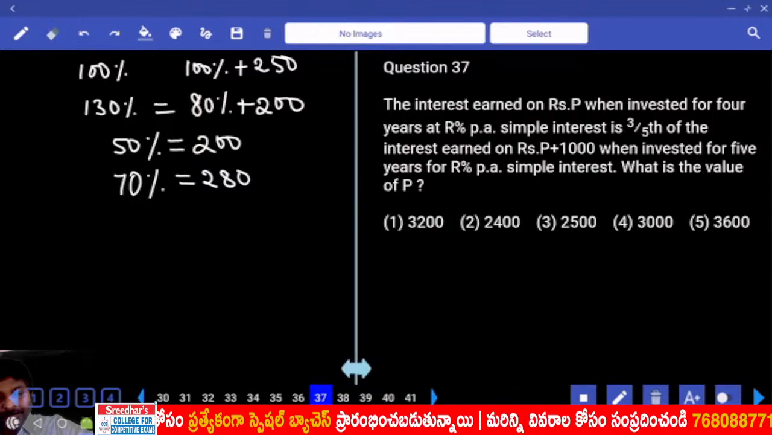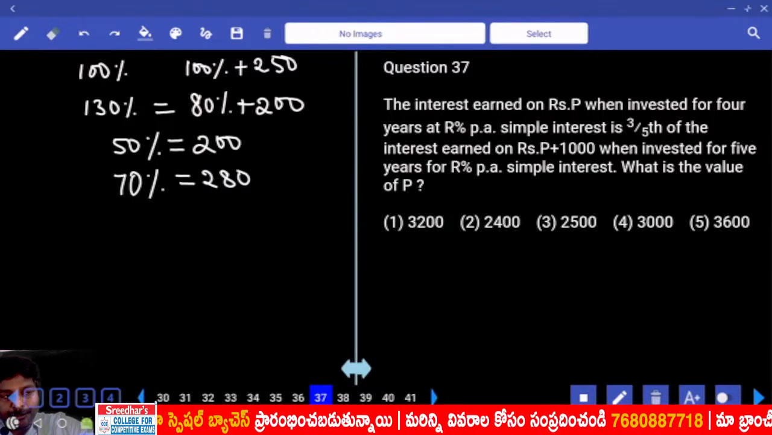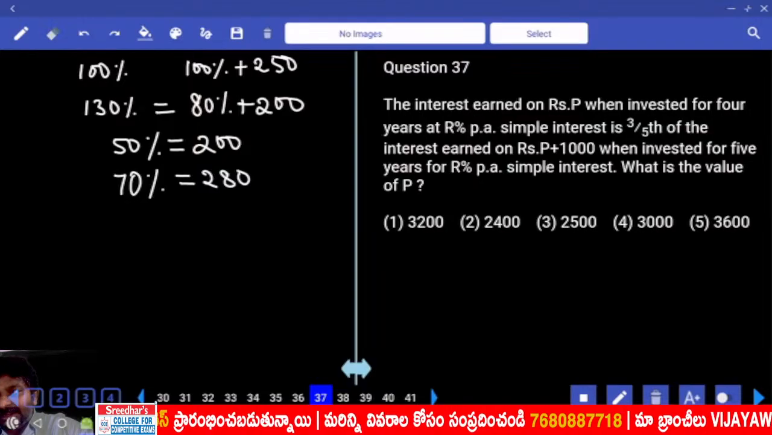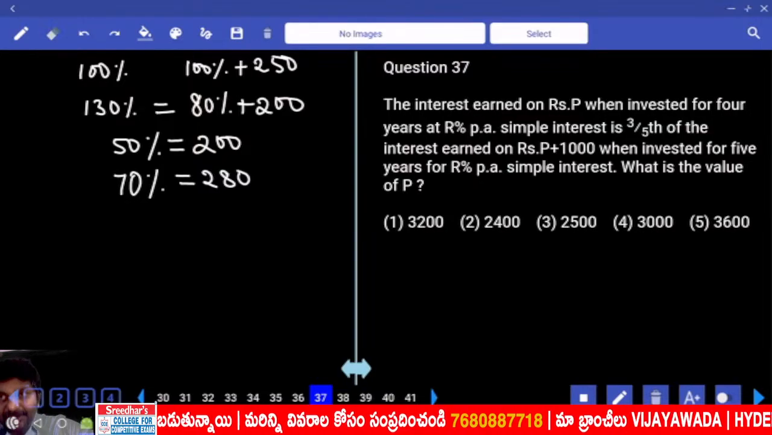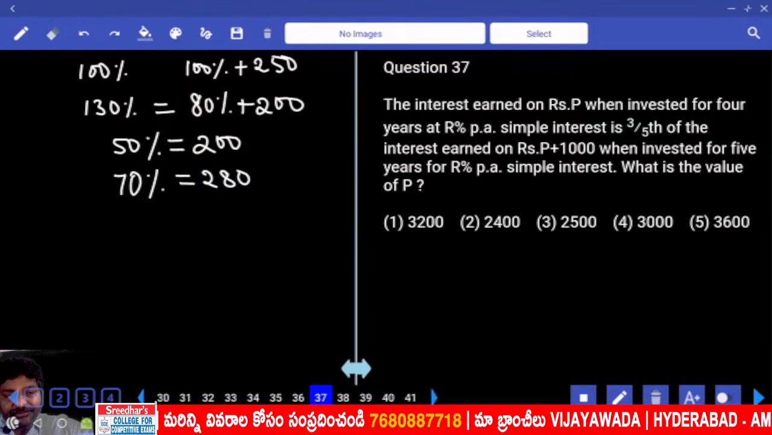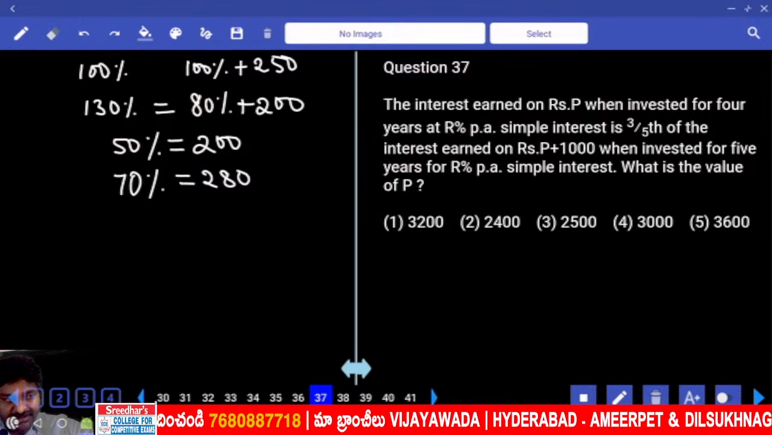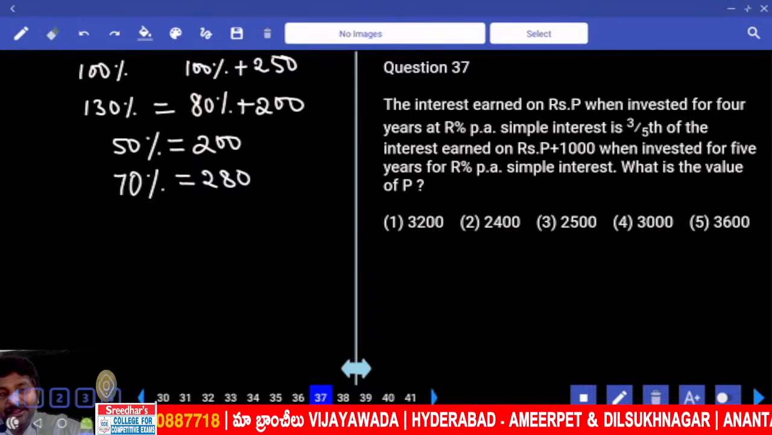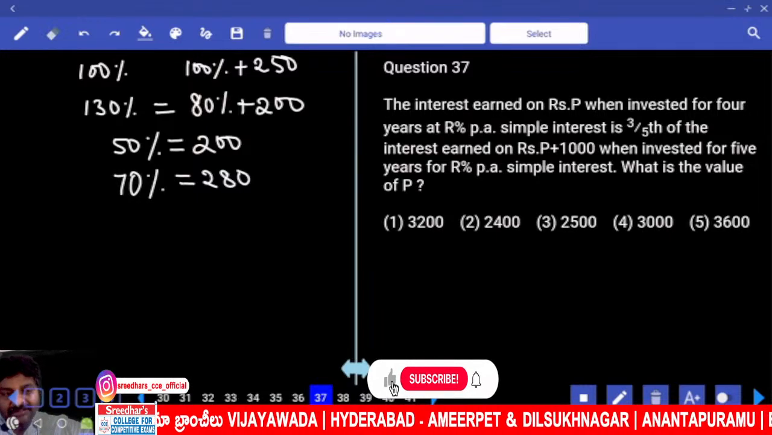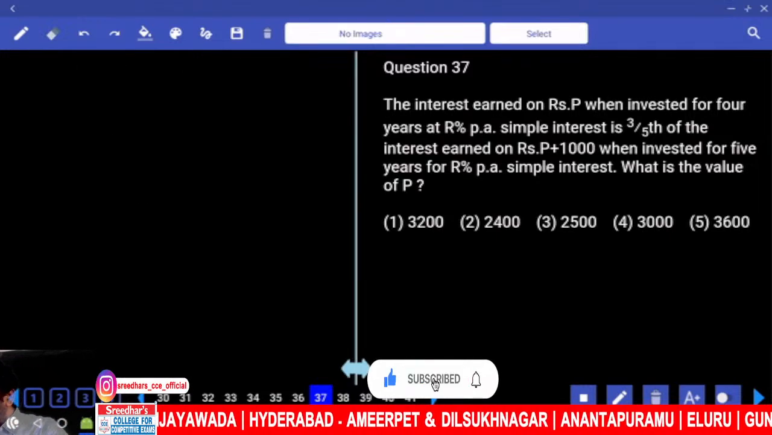Clear? The interest earned on P rupees when invested for 4 years at R% per annum simple interest is 3/5 of interest earned on P plus 1000 rupees when invested for 5 years at R% per annum simple interest. What is the value of P? Let the P value be 100%.